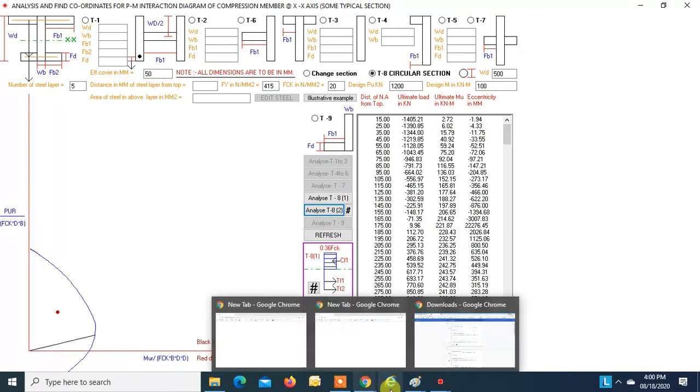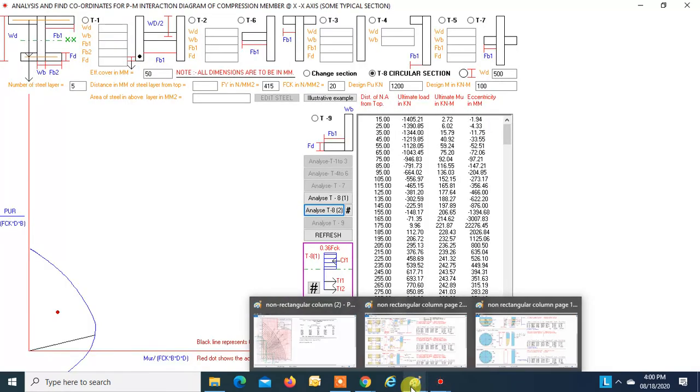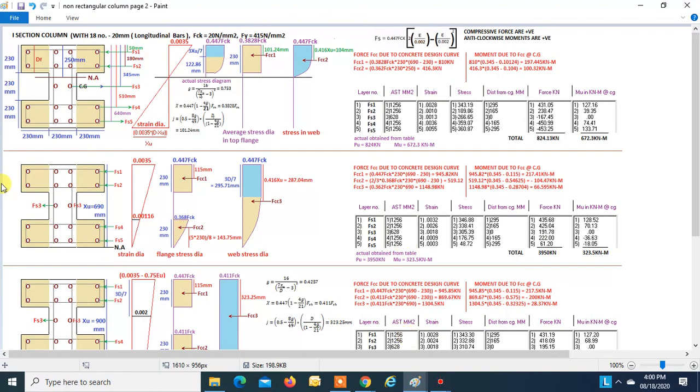how a PM interaction curve can be developed for an I section. So we are taking an I section. There are 18 numbers of 20 dia longitudinal bars. FCK is 20, FY is 415. So this is 230, 230, 230, total is 690. Now we will divide this I section into two parts, flange and web. So this shaded portion is top flange, this shaded portion is bottom flange, and this non-shaded portion will be taken as web.